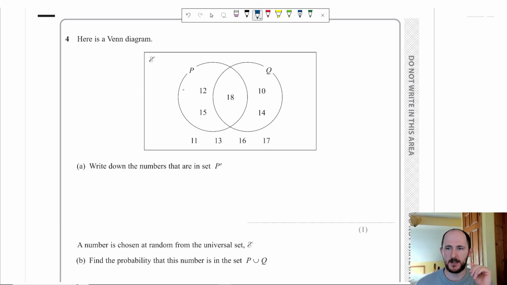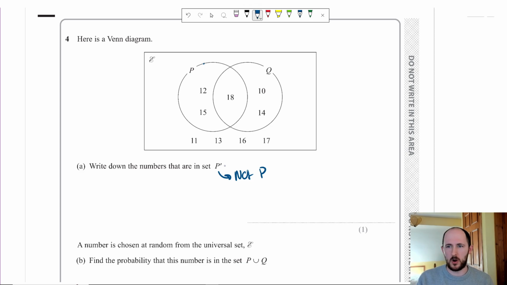So we have a Venn diagram, it has a bunch of numbers in it, and they separate it into P and Q and then everything else. So it says write down the numbers that are in set P apostrophe. So what does that mean? I read it as P not, i.e. the apostrophe means not P. It's like it inverts it.